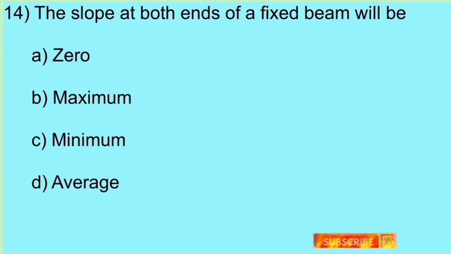14th question. The slope at both ends of a fixed beam will be option A 0, option B maximum, option C minimum, option D average. And the answer is option A 0. The slope at the ends of a fixed beam will be 0 because both ends are fixed, so there will not be any slope there.